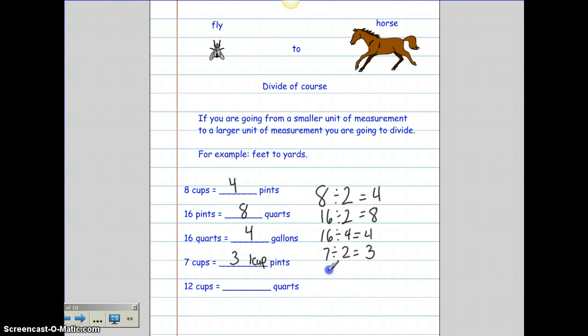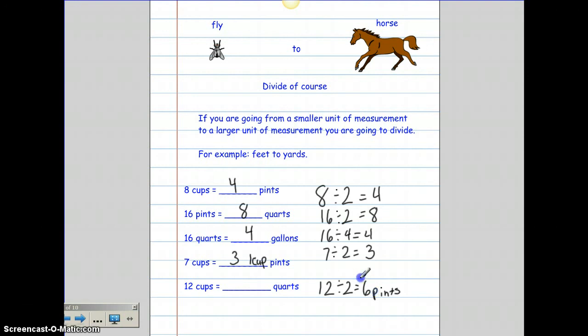Last one, I'm going to go from cups all the way to quarts. But here's the problem. I can't go from cups to quarts. So first I have to go from cups to pints. So I'm going to take 12. And I know that there are 2 cups for every pint. So 12 gets divided by 2. 12 divided by 2 is 6. So that gives me 6 pints.